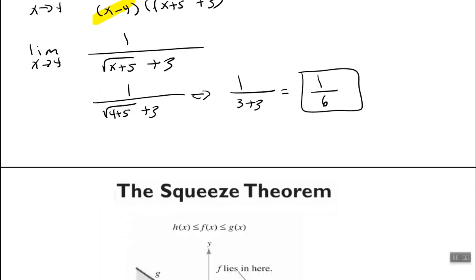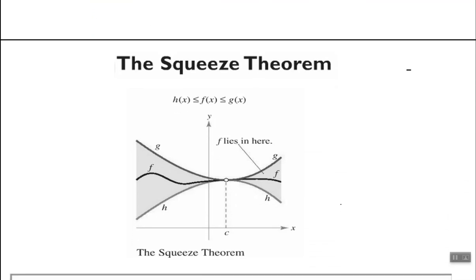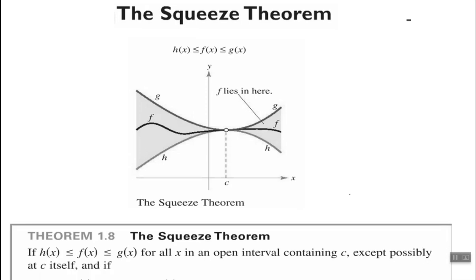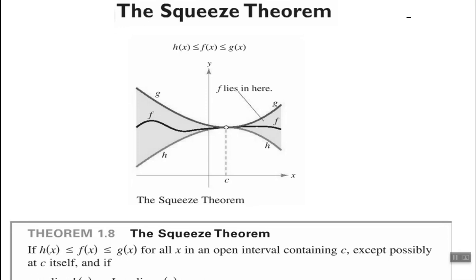All right. Let's see what we have next. The squeeze theorem. And this one we're just going to kind of look at. The squeeze theorem says if f of x is greater than or equal to h of x and less than or equal to g of x, then if h of x and g of x have the same limit as x approaches c, then f of x also equals that same limit as x approaches c. So it just squeezes in.